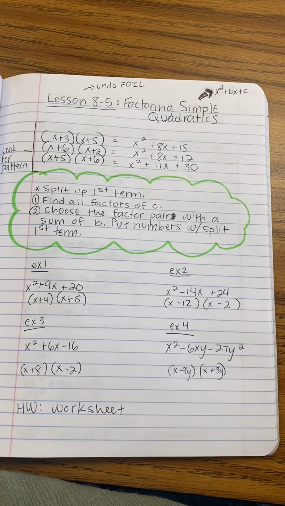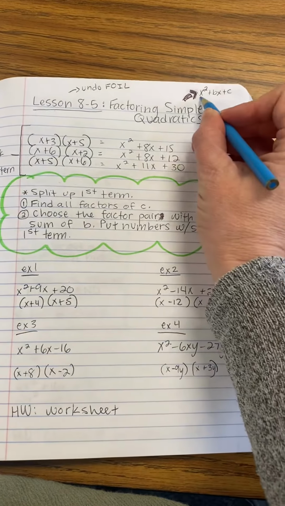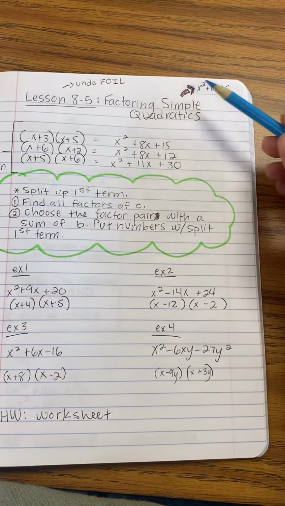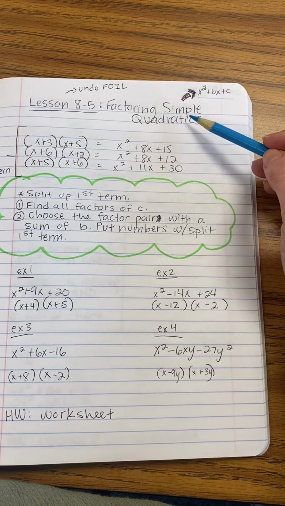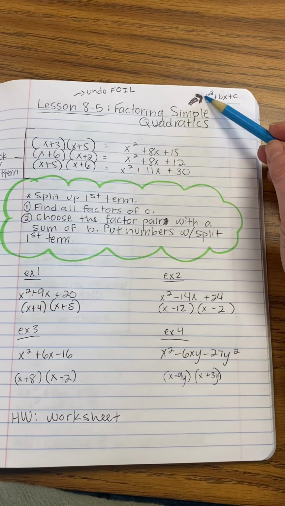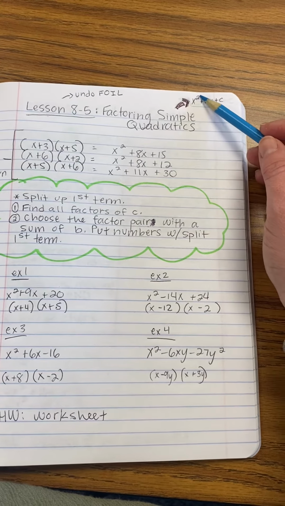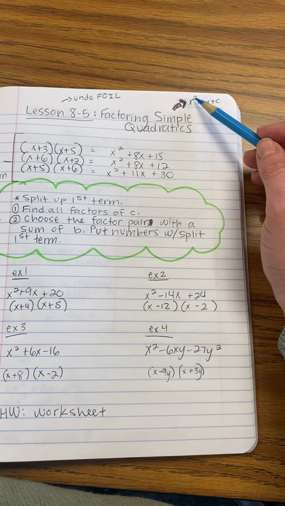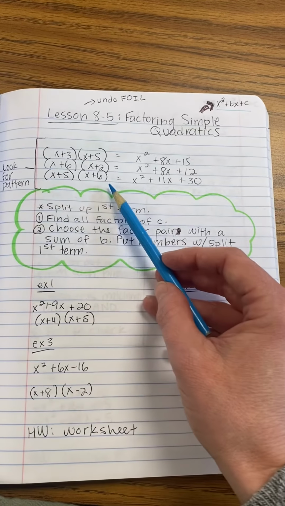So lesson 8.5 is factoring simple quadratics. Those are things in that form, x squared plus bx plus c. It's called simple because there is no coefficient in front of this x squared, and it's a quadratic, remember, because quadratic is just anything that has the highest degree of 2. So I want you to look at these first little ones.